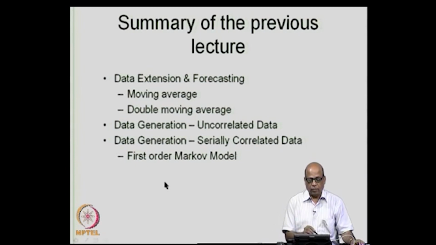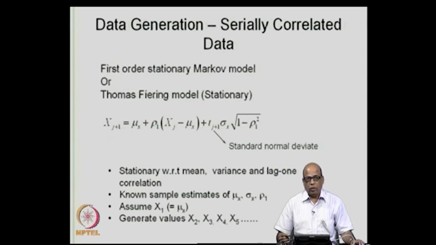Remember, the assumption that we made in the first order Markov model in the way it was presented in the last lecture was that the flows are normally distributed, and this is a stationary model. As we introduced in the last lecture, this was a stationary model in the sense that the mean and the standard deviation and the lag one correlation, all of which appear in the particular model, are all stationary across time. So, we will continue the discussion today.